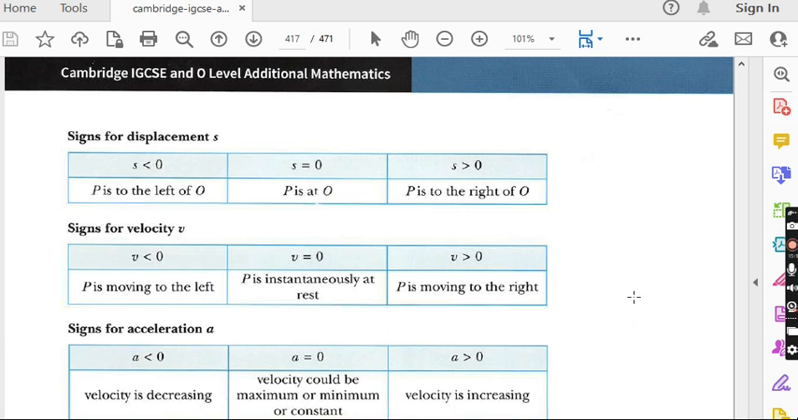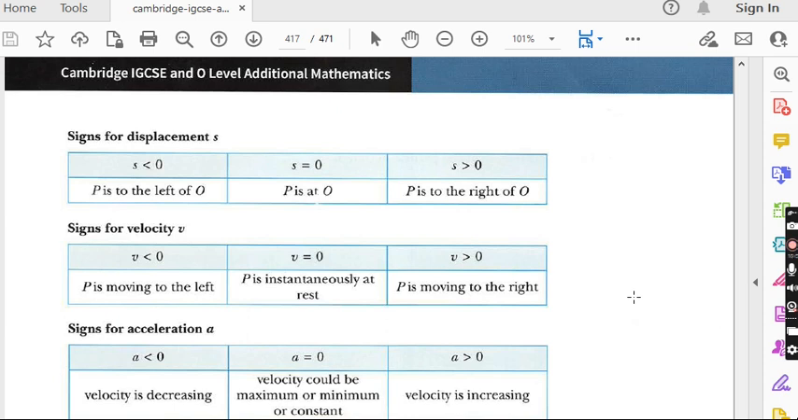see this important table, signs for displacement. First one is if s is less than 0, it means it is negative, so we say that point P is to the left of O. S equals 0 means point P is at O. S greater than 0 means point P is to the right of O. Greater than 0 means positive.